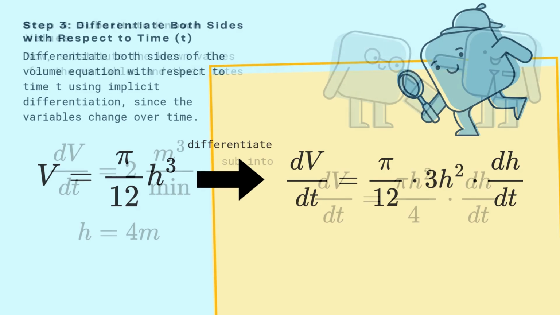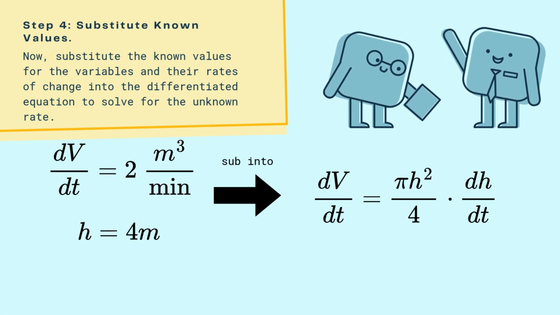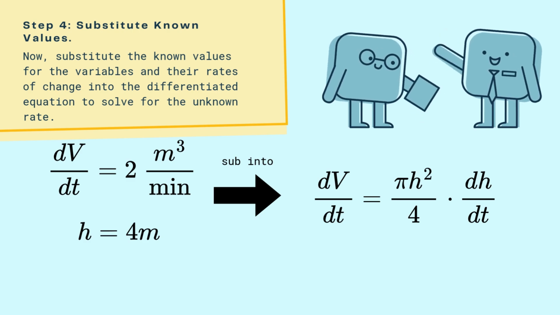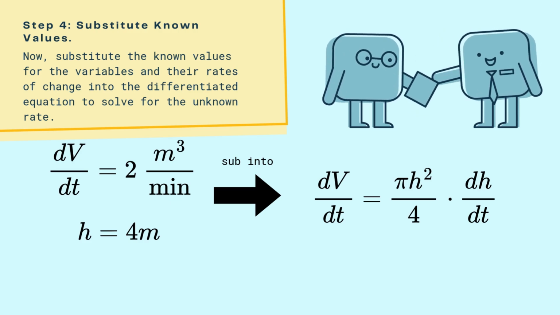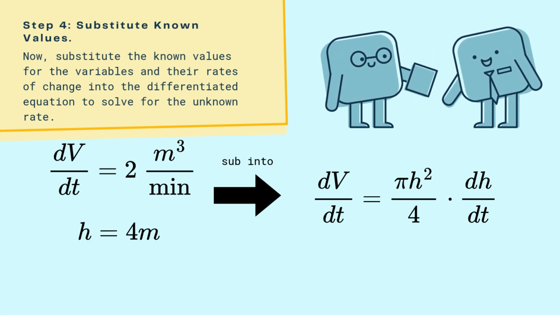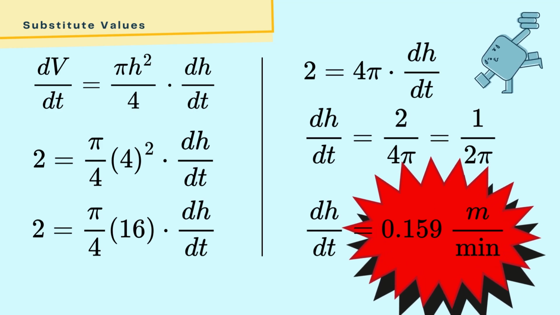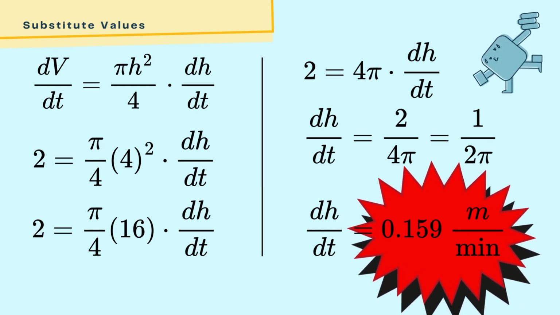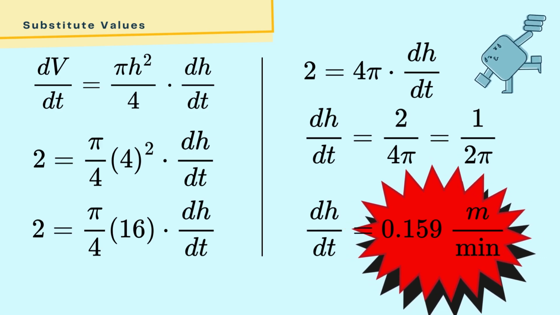Step 4. We are going to substitute known values. From our problem statement before, we have the rate of the water pump, which is dV over dt equals 2 cubic meters per minute. And then we know the height of the water in the conical tank to be 4 meters. We are going to substitute the known values for the variables and their rates of change into the differentiated equation to solve for the unknown rate, which is dH over dt.